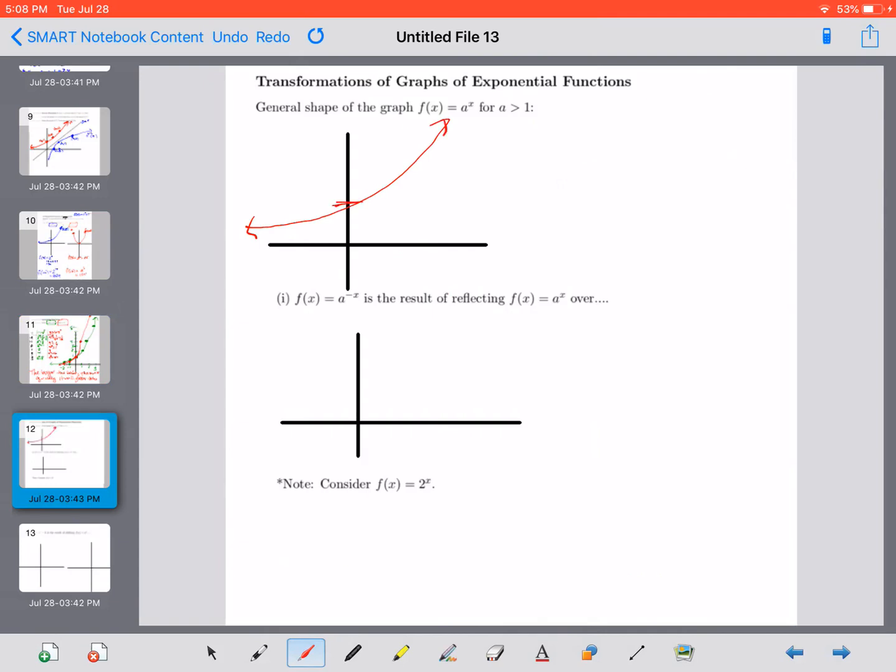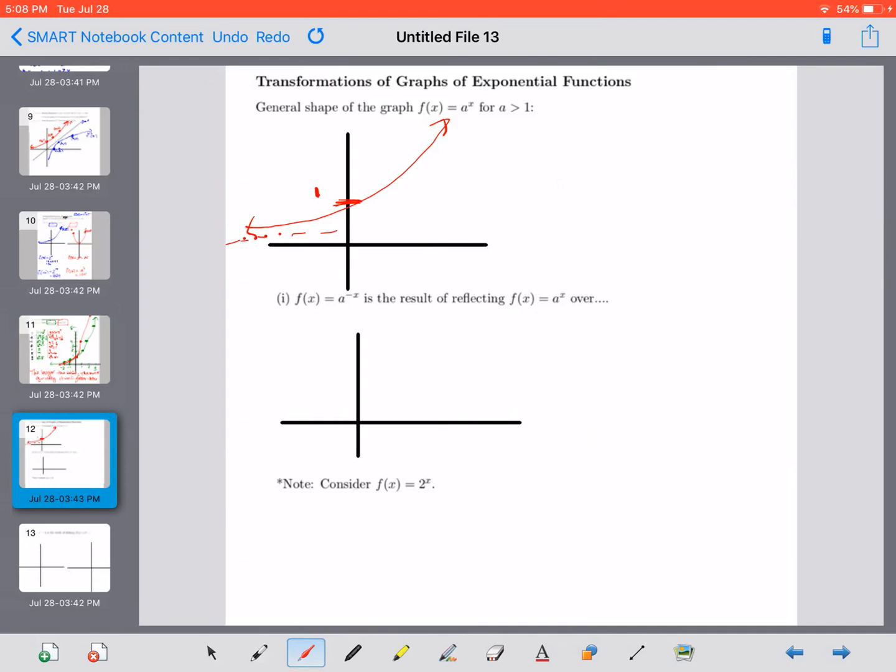So it has a y-intercept at 1, because a to the 0 power is equal to 1, right? You always have a point (0, 1) there. And it's got a horizontal asymptote as x goes towards negative infinity at 0. Then it grows very quickly in the first quadrant.